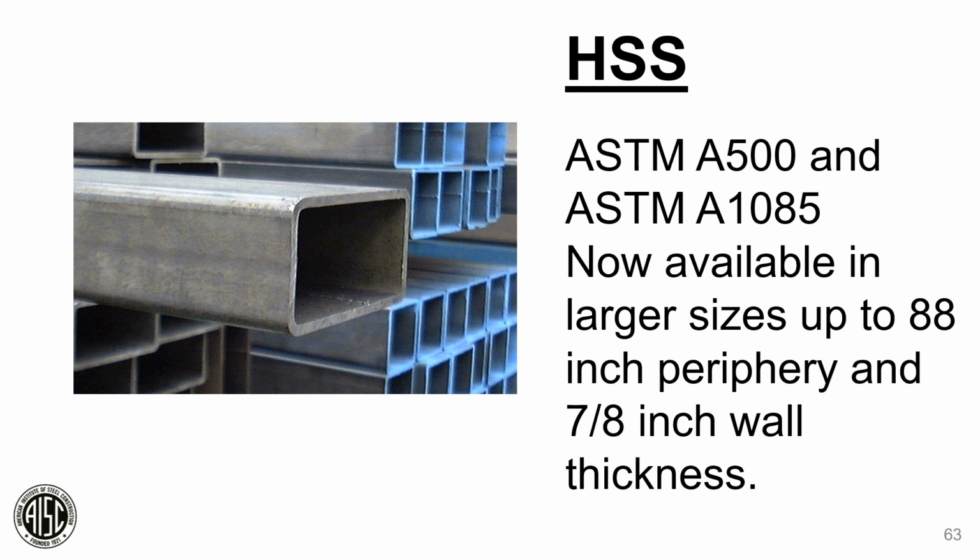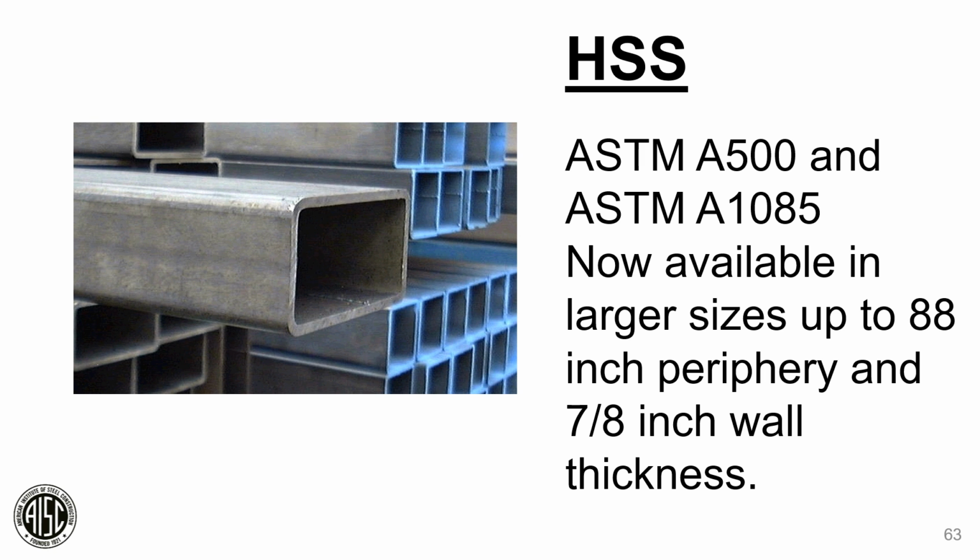Also, A1085 and A500 now allow up to an 88-inch periphery and a 7/8 inch wall thickness. This is increased for A500, where it used to be limited to a 64-inch periphery and a .688 wall thickness. So this will allow you to get an 18, 20, or 22-inch square and a 16 by 12 or a 20 by 12 and a 24 by 12 rectangle.